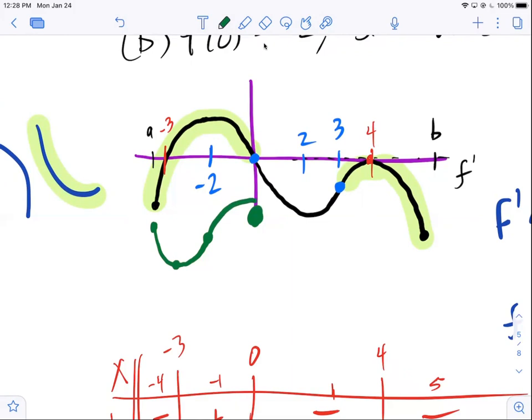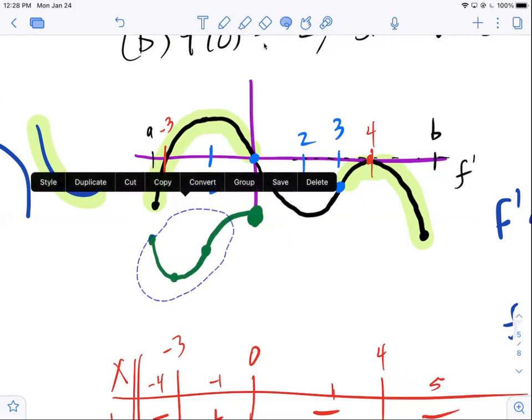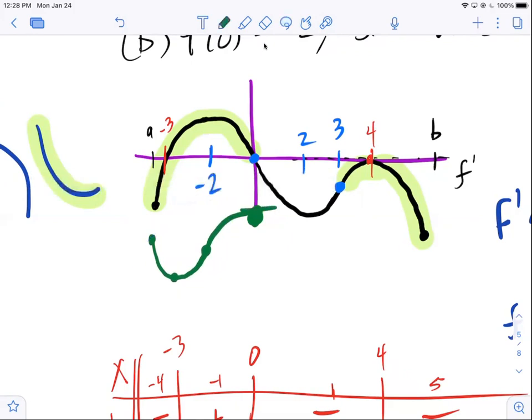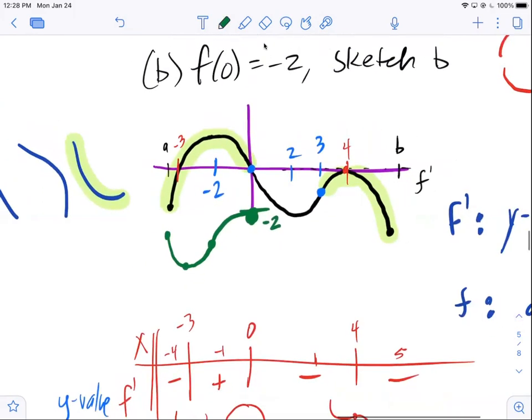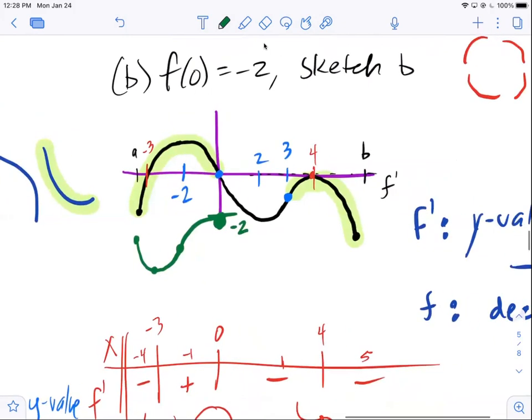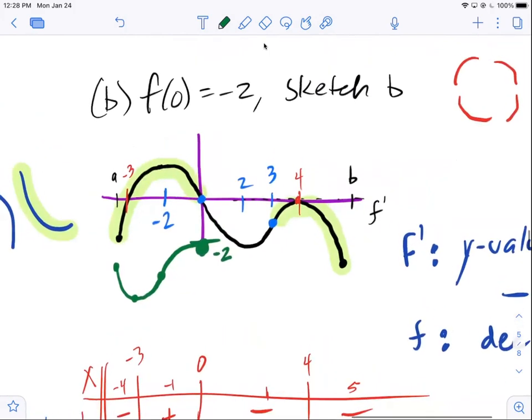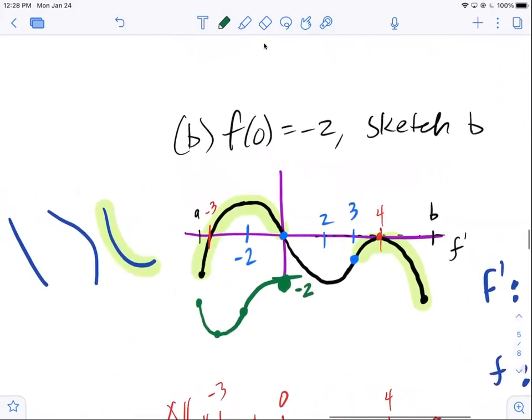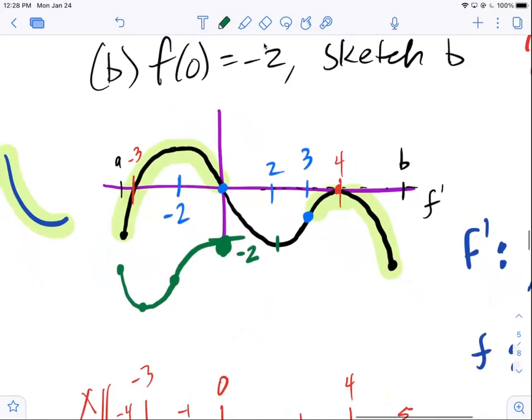So notice now I need to make sure I hit my mark. So I'm just going to move that down. Boom. And then we'll call that -2. If I had started graphing it way up above, I would need to move it down more. All right, now on the interval from 0 to 2, what do I have? I have negative y values and negative slopes. That's negative, negative. That's decreasing concave down. Boom.